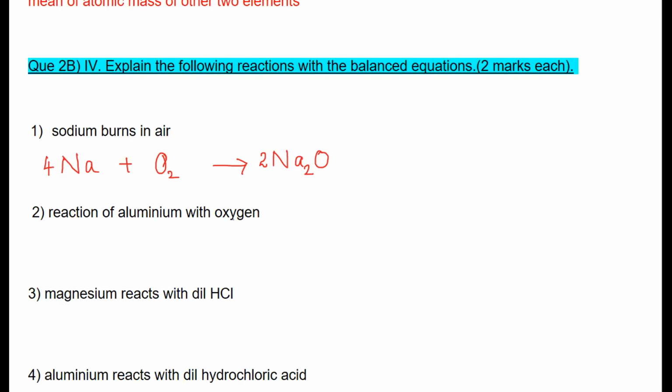A reaction of aluminium with oxygen. We know that aluminium is also a metal. Metals react with oxygen and form metal oxide. So aluminium reacts with oxygen and forms aluminium oxide. Aluminium oxide is Al2O3.